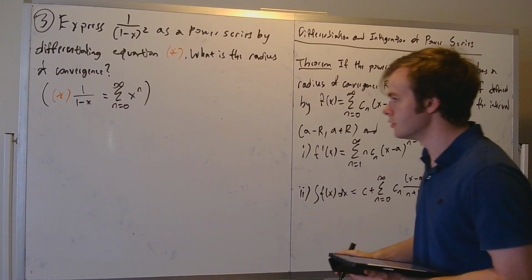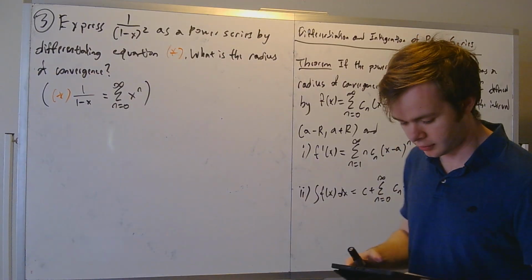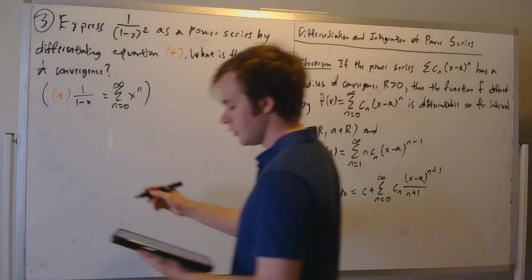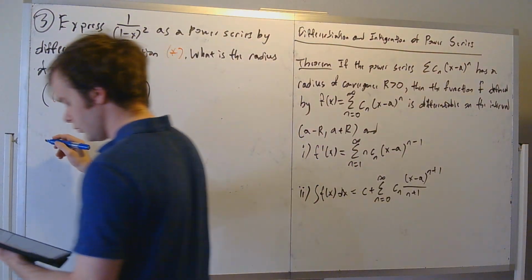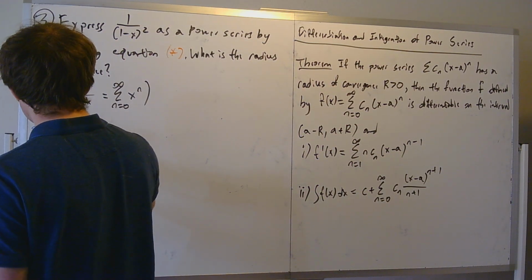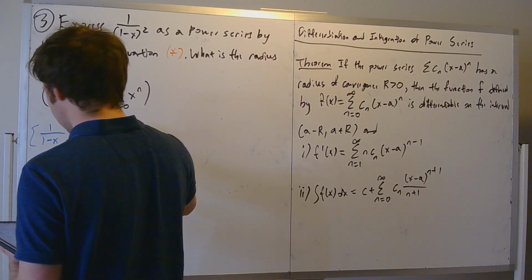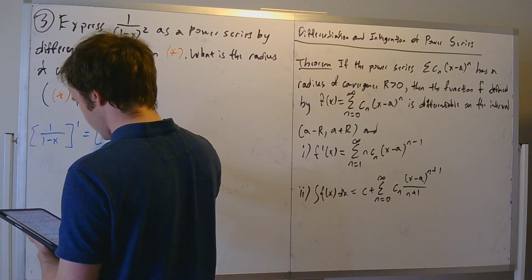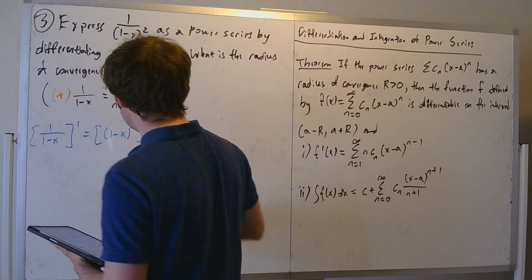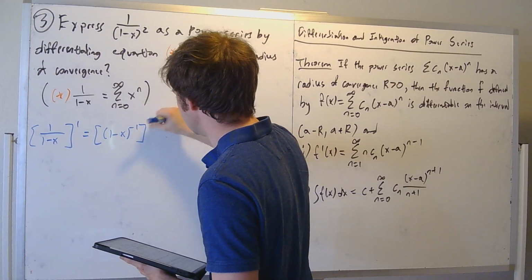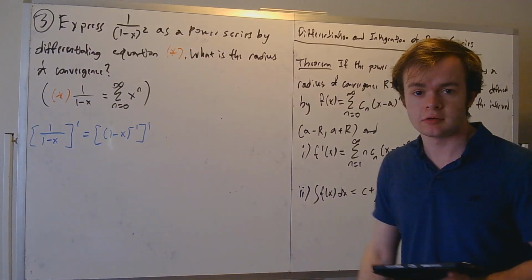And what the theorem says is that the derivative of the left side is equal to the derivative of the right side. So if we have, let me use a different color here, the derivative of 1 over 1 minus x, that's the same thing as the derivative of 1 minus x to the negative 1. Right, so we're taking the derivative of 1 minus x to the negative 1.